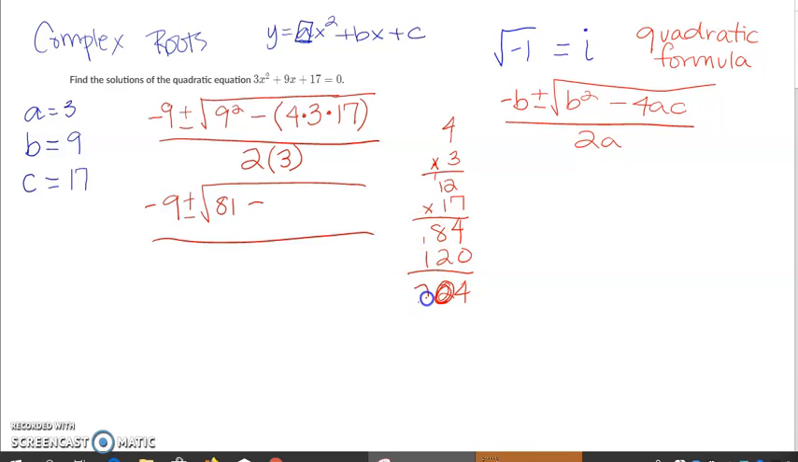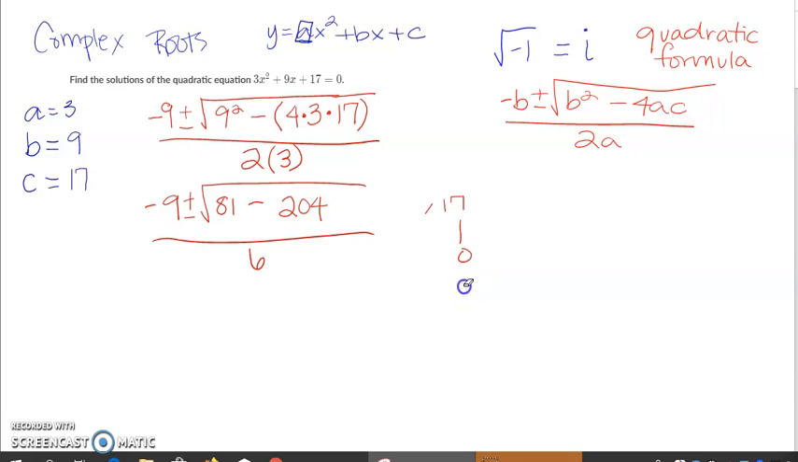And bring my 1. I get 204. Does that sound right? Okay. So I'm going to fill that in there, and then 2 times 3 is 6. Okay. And we're going to keep simplifying this in order to solve it.